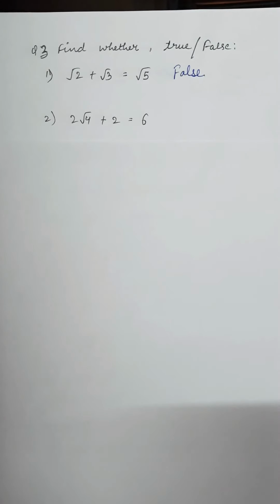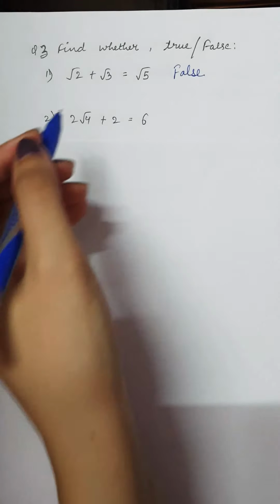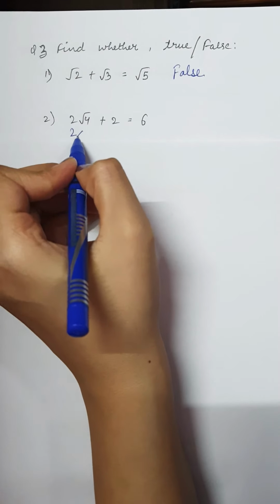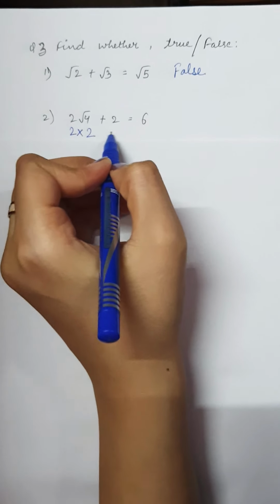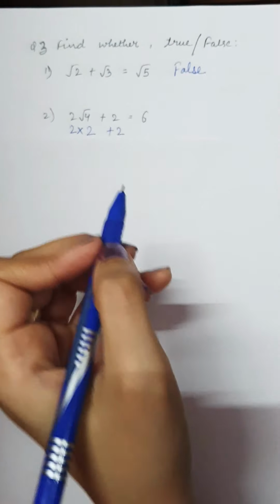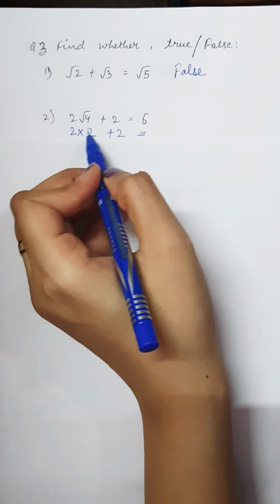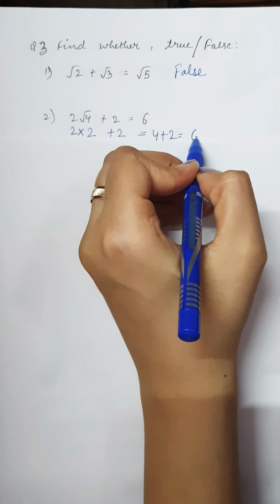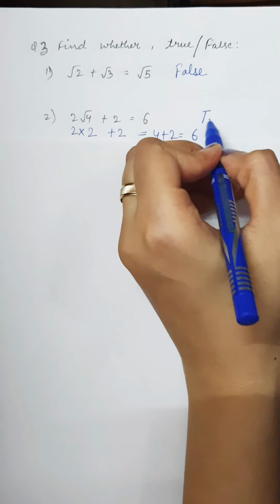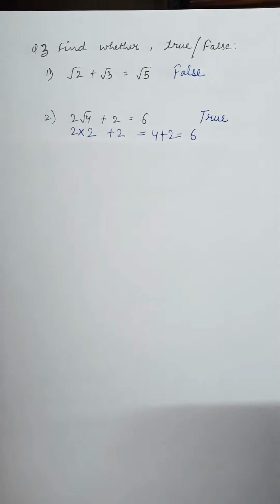Directly you cannot say false. First you need to solve this. 2 into the value of root 4 will be 2 plus 2. According to BODMAS, first multiplication, so 2 into 2 is 4, plus 2 which is 6. So this is true. Agree?